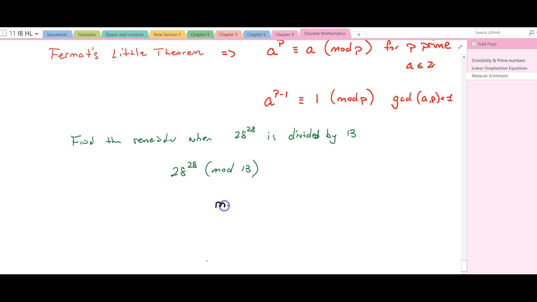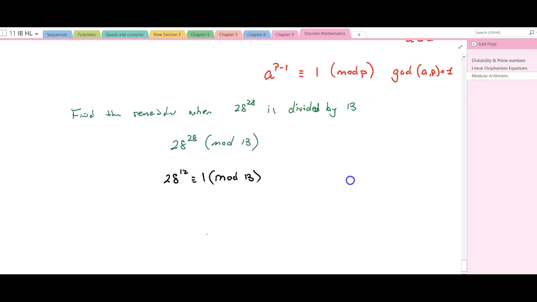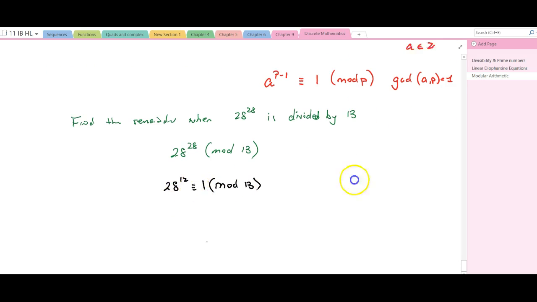So if we write this down as mod 13, now 28 is not a multiple of 13, so 28 and 13 are coprime, so that's all right. If p is 13, then I raise 28 to the power of 13 minus 1, or 12, and I am going to get 1. That's what Fermat's little theorem tells me. So I know that 28 to the power of 12 is equal to 1 mod 13.